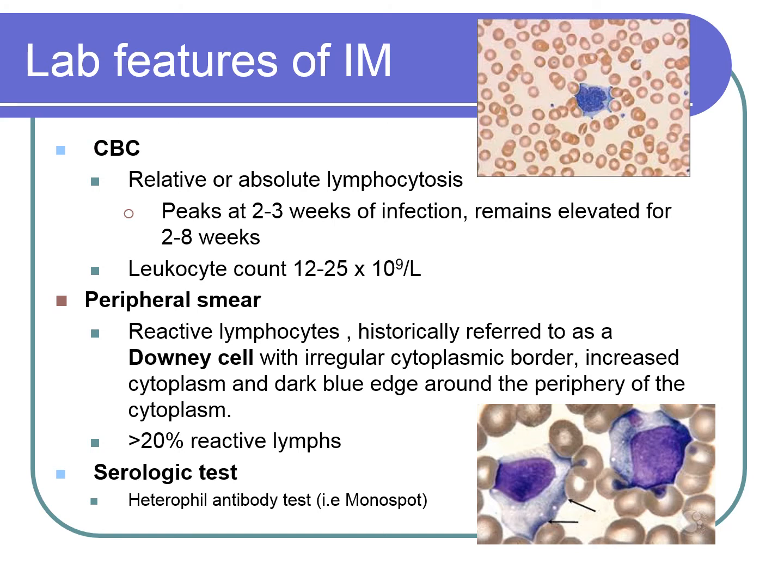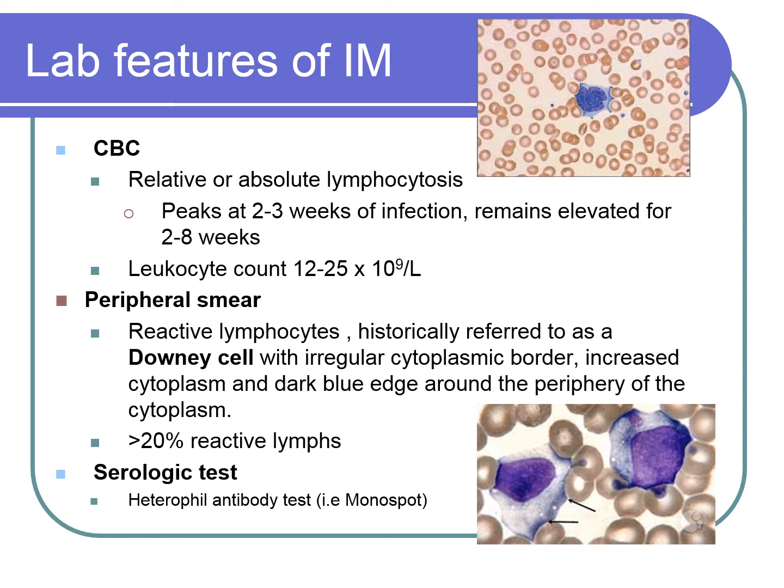The CBC in infectious mononucleosis, we have relative or absolute lymphocytosis. The peak is between 2 to 3 weeks of infection and remains elevated for 2 to 8 weeks. The leukocyte count is increased, ranging from 12,000 to 25,000 per microliter. In the peripheral smear, the reactive lymphocytes, as in the table, we can differentiate between the normal and the reactive lymphocytes.